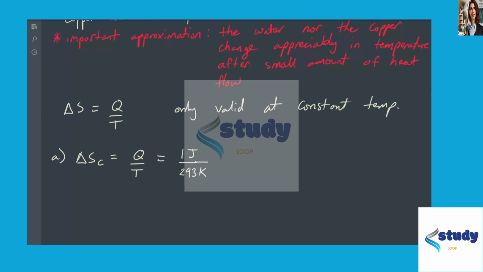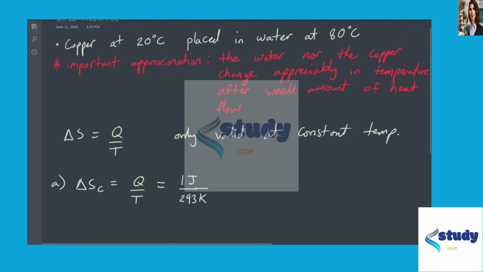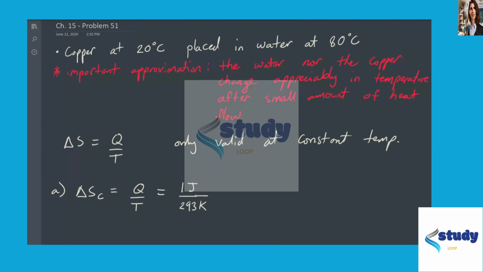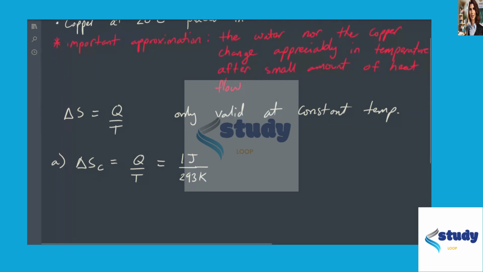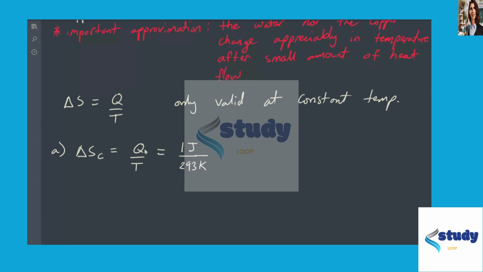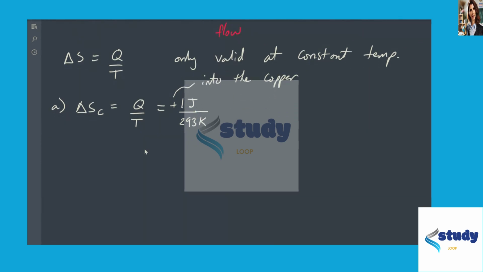Now, we also need to make sure that we put the right sign before Q. And in this case, the heat will spontaneously flow from the water to the copper piece because it is at a higher temperature. And so we leave a positive sign here to indicate that heat is flowing into the copper. And so we obtain a result of 3.41 times 10 to the minus 3 joules per Kelvin.